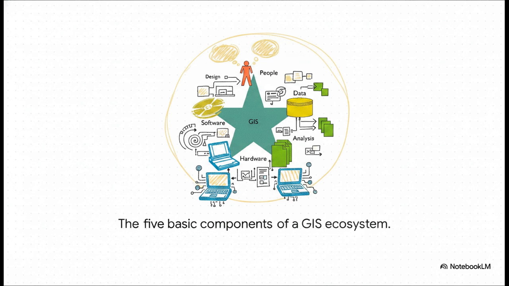Then the software, the programs actually running the calculations. We have the data, which is the raw spatial and non-spatial information we're out there collecting. Then there's the analysis, the methods and workflows we use to actually make sense of all that data. And finally, at the very top, we have people. The human element is absolutely crucial. These are the users and decision makers designing the systems and interpreting the results. If you remove even one point of this star, the whole system just collapses.